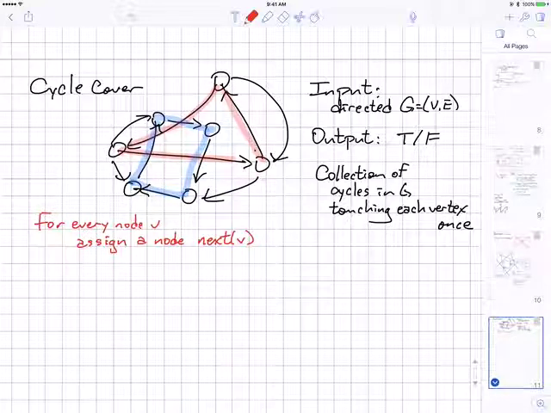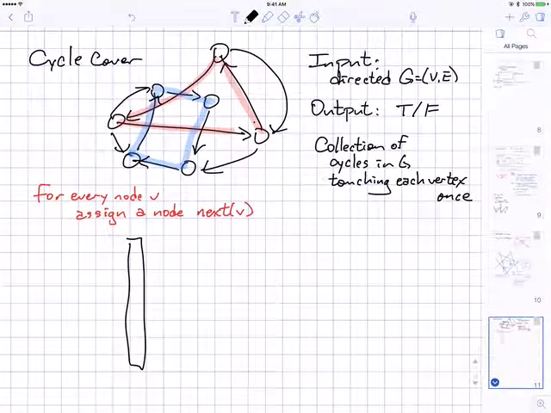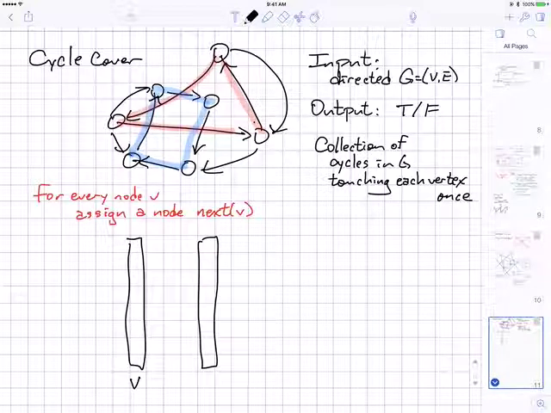So I'm going to build a bipartite graph where on one side of the partition, I'm going to have a vertex for every node in my input graph. And what am I going to have on the other side of the partition? Same thing.